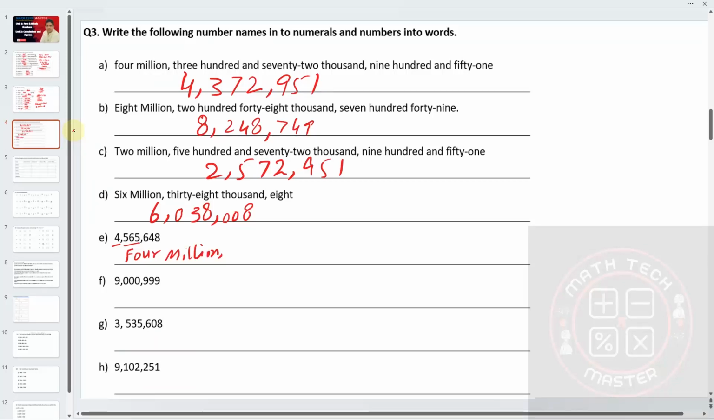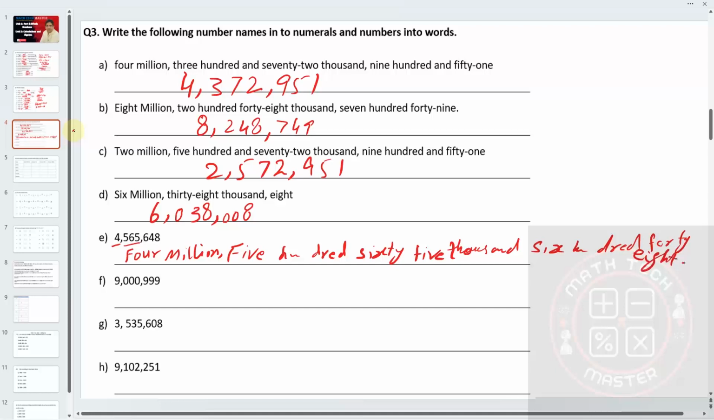The next number is 565, but the second group, the center one, is 1,000. So we will write 1,000 with the second group. 648. I hope the concept is clear.